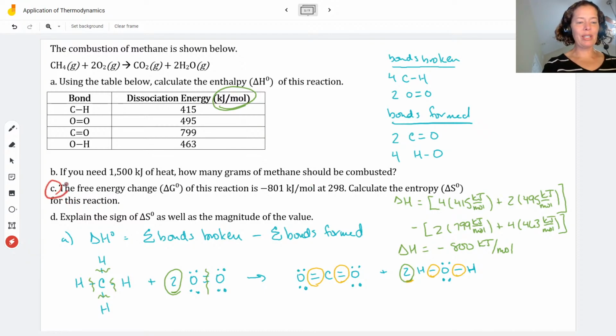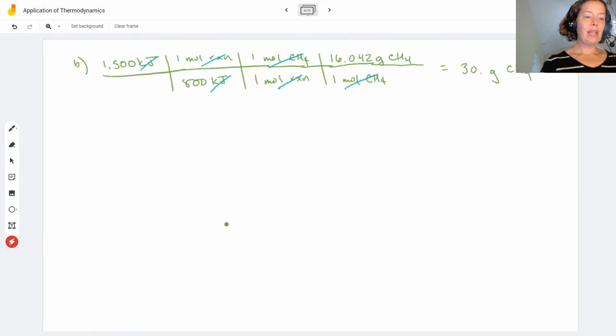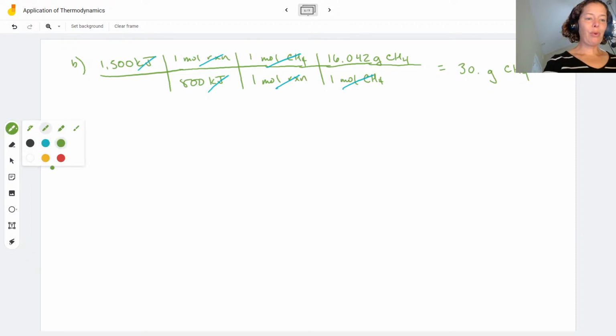Sorry, I'm on part C. We just did part B. The free energy change, that's delta G of this reaction, is negative 801 kilojoules per mole at 298 Kelvin, and calculate the entropy for this reaction. All right, so we have our delta H. We now have our delta G. We want our delta S, and we have our temperature, so we're going to use delta G equals delta H minus T delta S. That one's actually pretty simple.